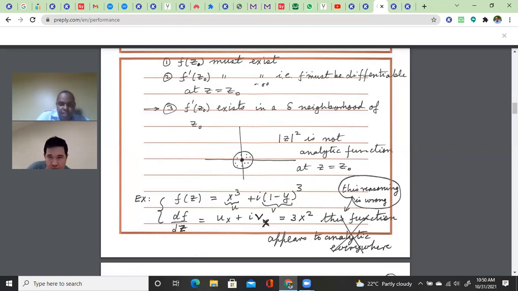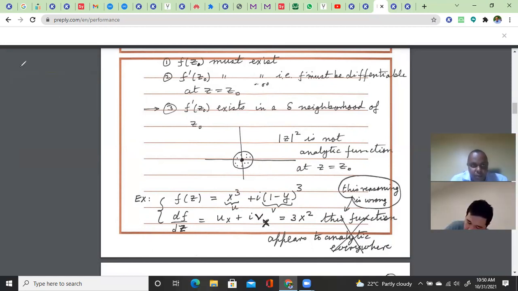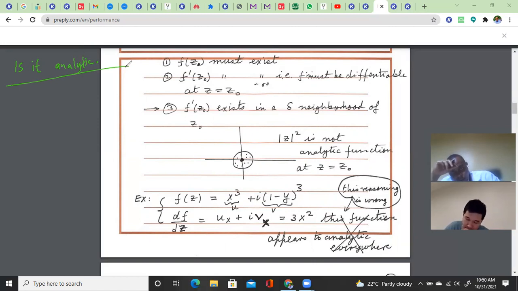So my question is, check whether it's analytic. I will use the Cauchy-Riemann condition. du over dx equals 3x squared. dv over dy will equal, oh no, I can't. No, I can. 3 times (1 minus y) squared. They're not equal. It's not analytic.